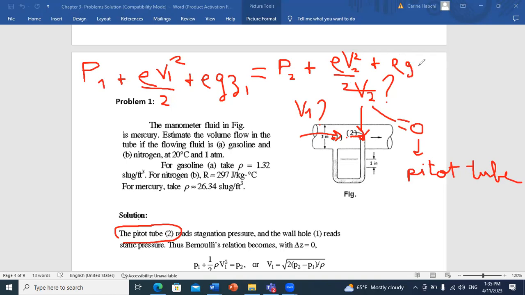Now, since we have the same elevation for point 1 and 2, we can say that z1 equals z2. So these two terms will cancel out. And because it's a pitot tube, V2 is 0. So we know this term. We still have to find V1 and delta P. To find delta P, what can we do? How do we find delta P?